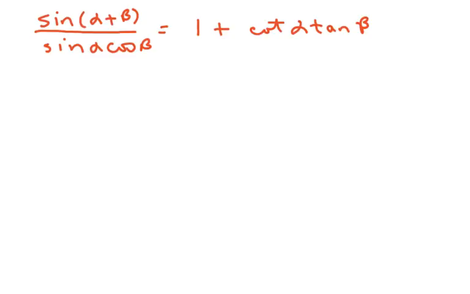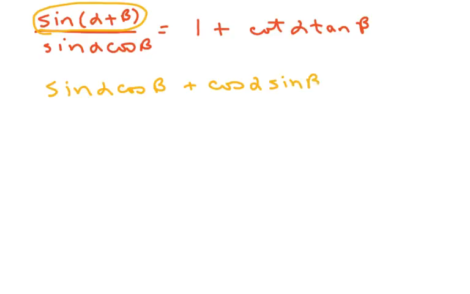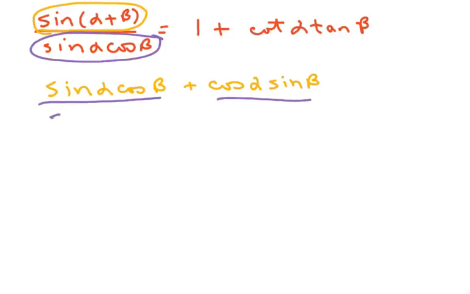Okay, the next one, we're going to go ahead and use the formula. Hopefully you have them written down or you already know them. So basically, I'm going to do this top part first. I get sine of alpha cosine of beta plus cosine of alpha sine of beta. And I'm going to take the liberty of taking my denominator and putting it under each piece. So instead of the whole thing, I'm going to put it under here, and I'm going to put it under here. Sine of alpha cosine of beta.